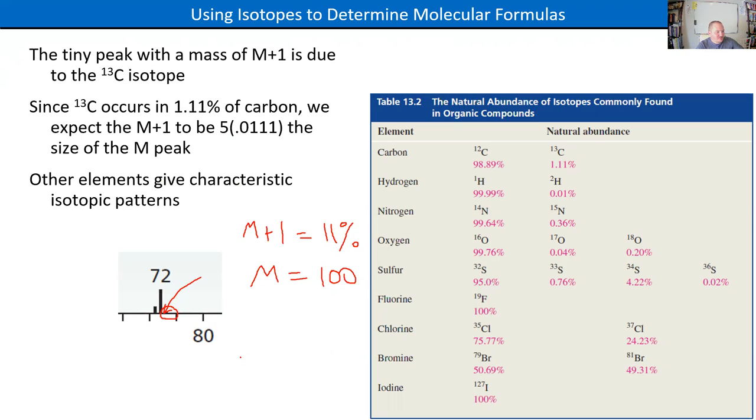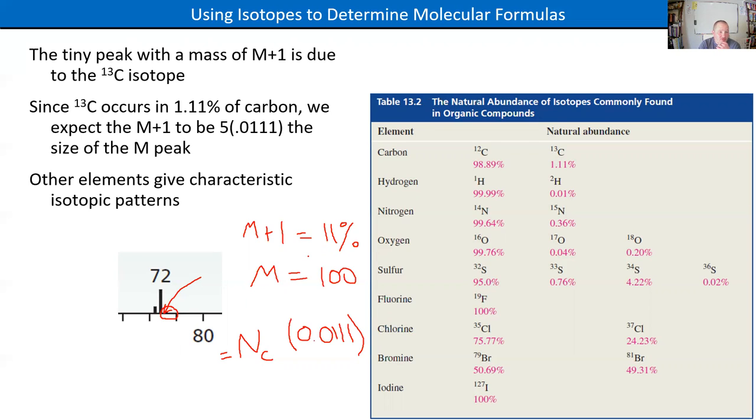It's going to be in the form of N, the number of carbons, times the probability of each one being carbon 13, which would be 0.0111, depending on how many sig figs we have. That's going to give you the relative fraction. So if we had 10, we'd wind up with it being 10% the size. If we had 20 carbons, it would be 20% the size of the M peak.